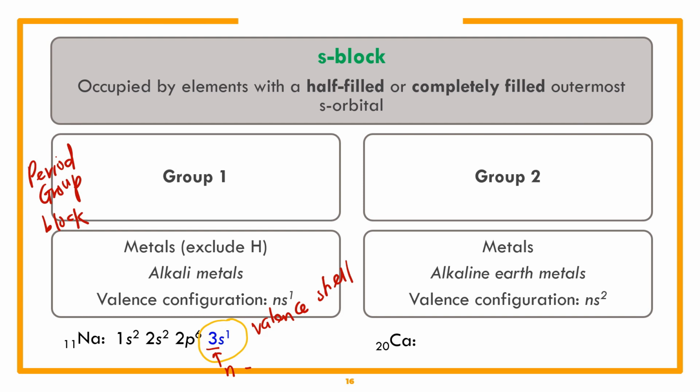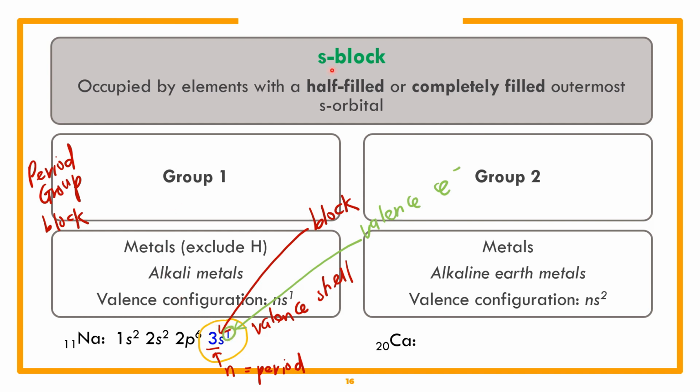This n also refers to the period. The s here refers to the block, of course. And the value of 1 on top here refers to the valence electron. So from the valence configuration in the valence shell, you will be able to find the period, the block, and also the number of valence electrons. By knowing the number of valence electrons, you can also find its group.